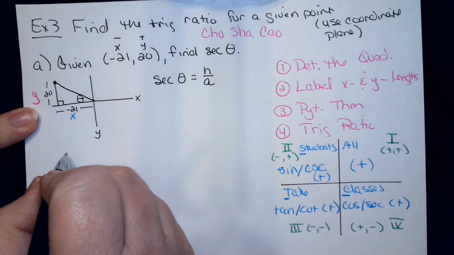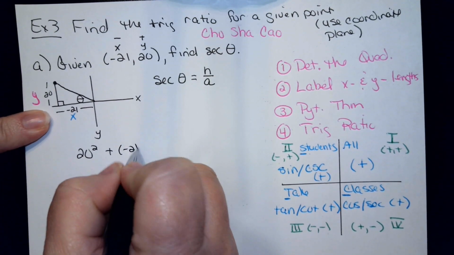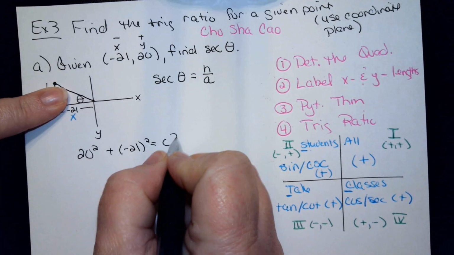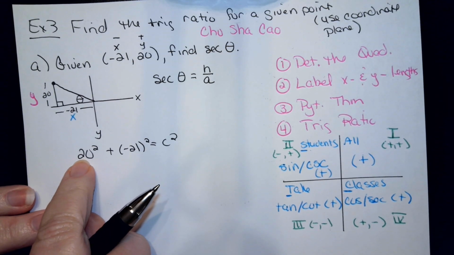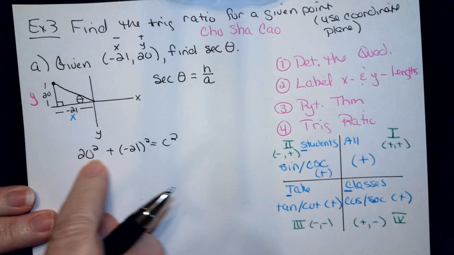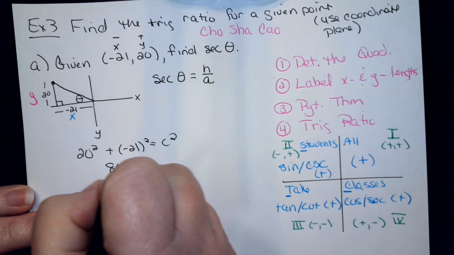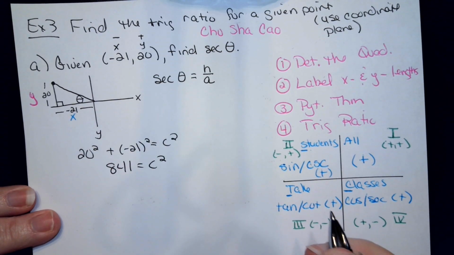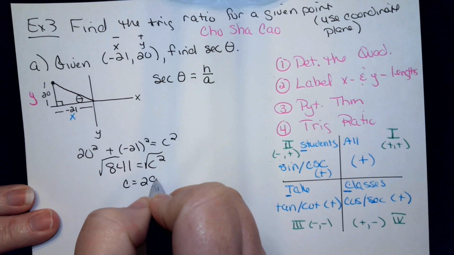So we're going to have a squared plus b squared equals c squared. 20 squared is 400. Negative 21 times negative 21, I believe, is 441. When we add those together, we get 841 is equal to c squared. Taking the square root, c equals 29.